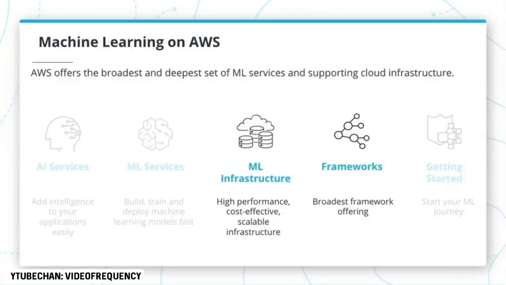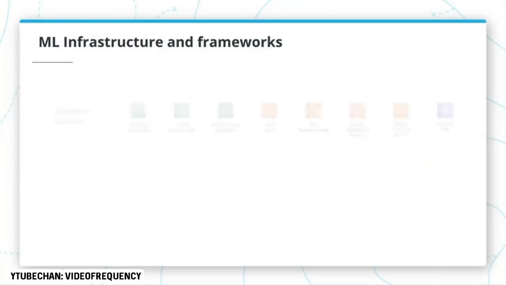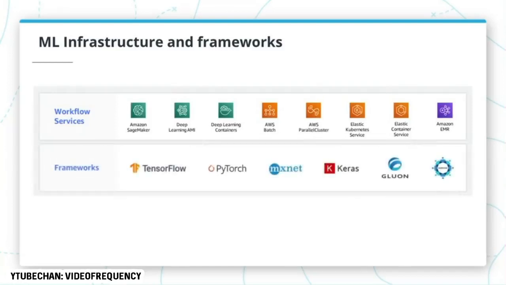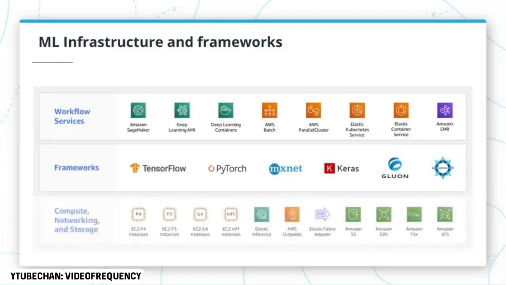Now let's briefly talk about AWS ML infrastructure and framework offering. AWS Workflow Services make it easy for you to manage and scale your underlying ML infrastructure. The next layer highlights that AWS ML infrastructure supports all of the leading ML frameworks. The bottom layer shows examples of compute, networking, and storage services that constitute the foundational blocks of ML infrastructure.